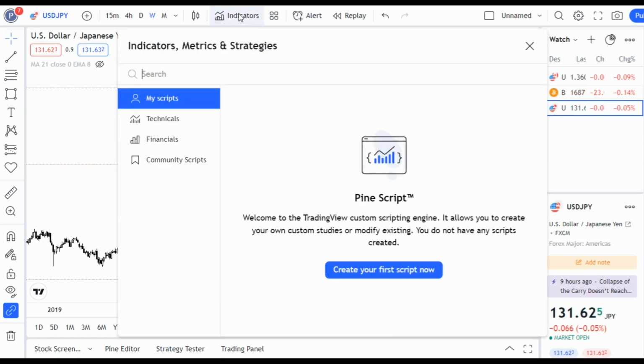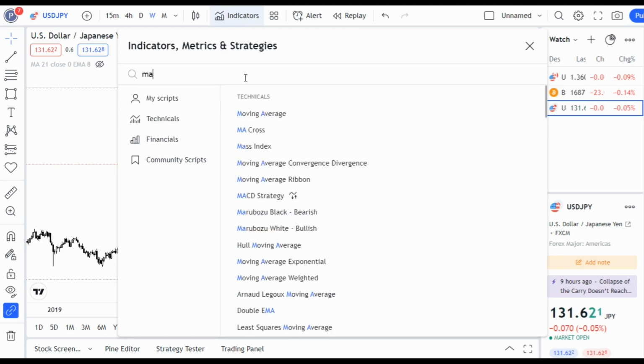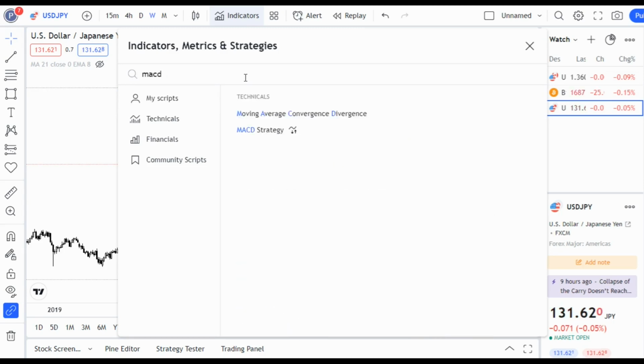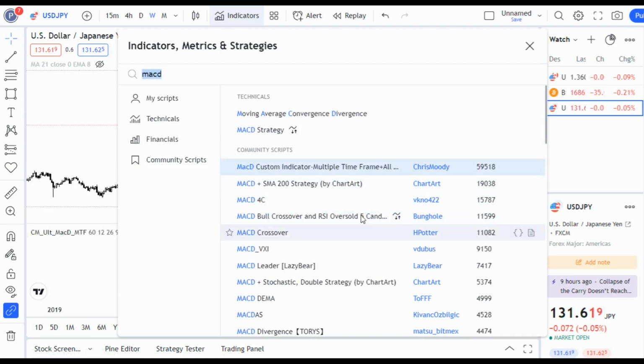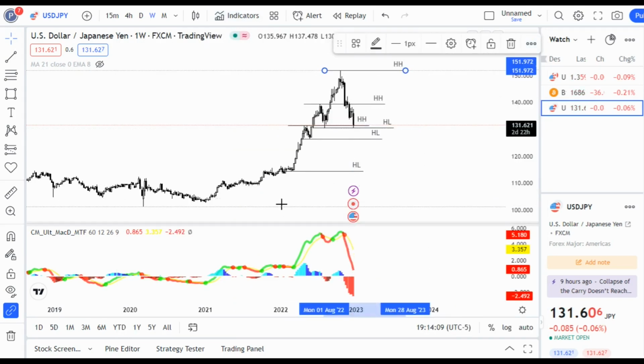With this indicator, if you're using TradingView, just go to your indicators and type in the search area MACD. You can see all the options for MACD will come. Try to choose Chris Moody. Click on Chris Moody and you can see that yes, we have our indicator.